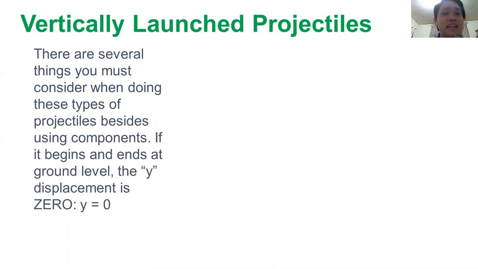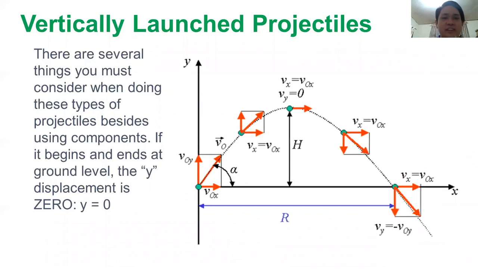Besides using components, if it begins and ends at ground level, again, I'll highlight, if it begins and ends at ground level, the y displacement is 0, or y is equal to 0. As you can see, when it begins and ends at the ground level, then the displacement becomes 0.